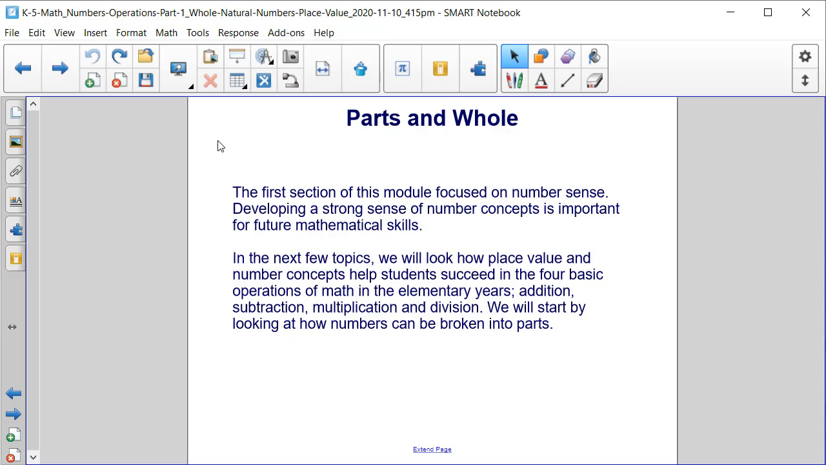The first section of this module focused on number sense. Developing a strong sense of number concepts is important for future mathematical skills. In the next few topics, we will look at how place value and number concepts assist students with the 4 basic math operations in the early and elementary years. And those operations are addition, subtraction, multiplication, and division. We're going to start by looking at how numbers can be broken into parts.